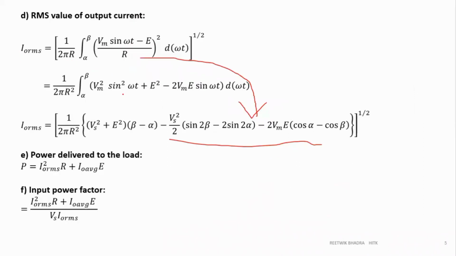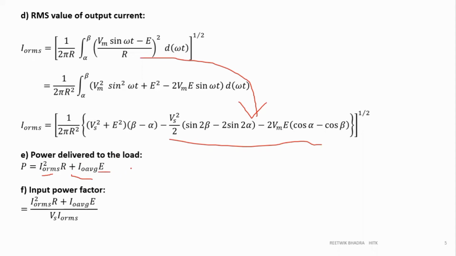So what will that be? I is nothing but your RMS. But E into I naught average. Why am I multiplying I naught average into E? Because E is a battery source, so it's a DC value. So E into I naught average. So P equals I naught RMS square R plus I naught average into E.